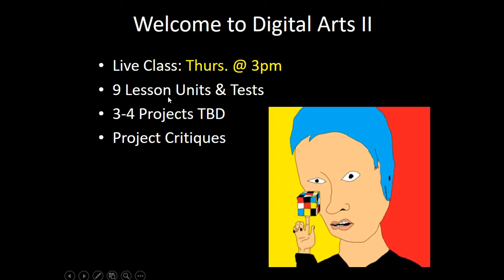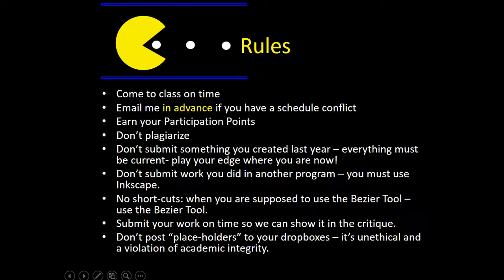We'll have about 9 lesson units and tests in this class, and we'll do 3 to 4 projects, and those will be determined as we do those lessons to see what types of things we're learning in there, and then we'll develop some projects and introduce those to you in our live classes. So you won't want to miss our live classes, because that's where we'll be kind of initiating those projects. And then we'll also do critiques of all of the projects as well. That about sums up what we'll be doing.